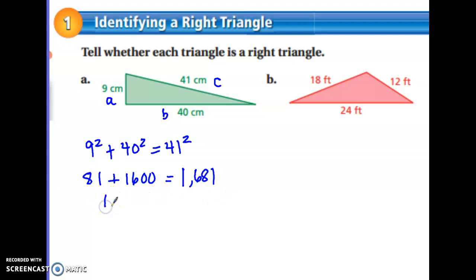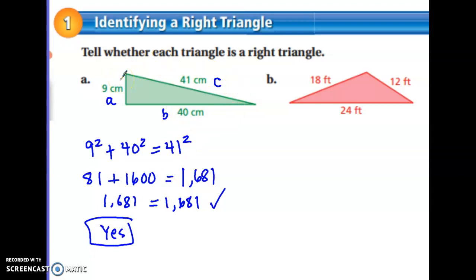So then we get 1681 equals 1681. These two equal each other, so it checks out, and you would actually answer yes for A because triangle A is a right triangle.